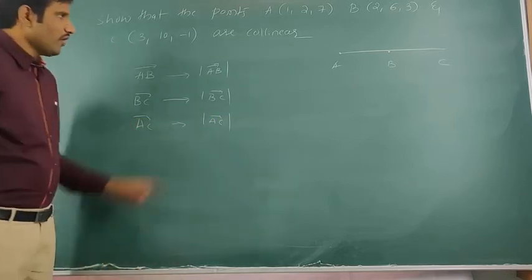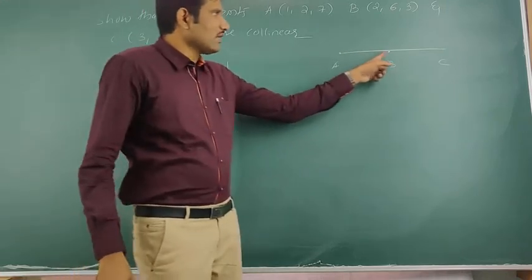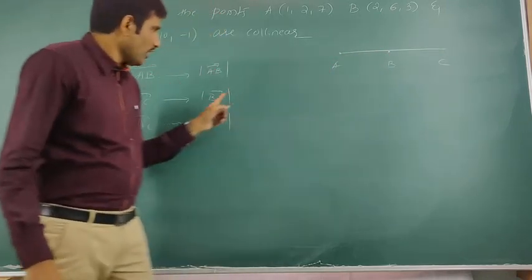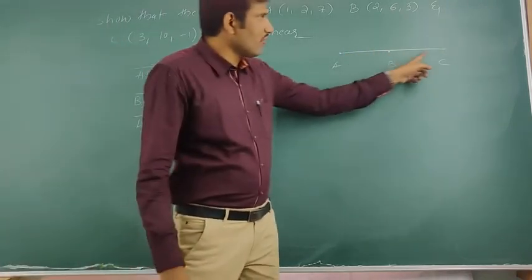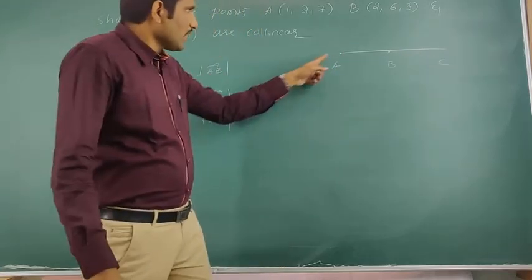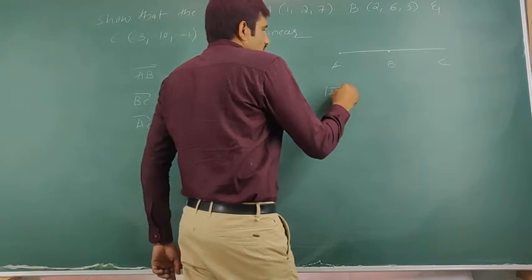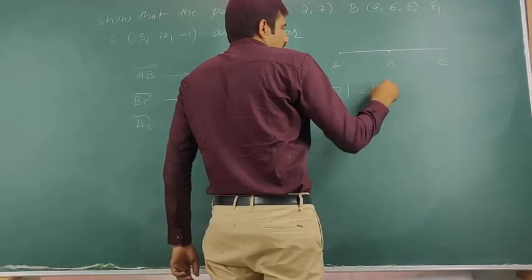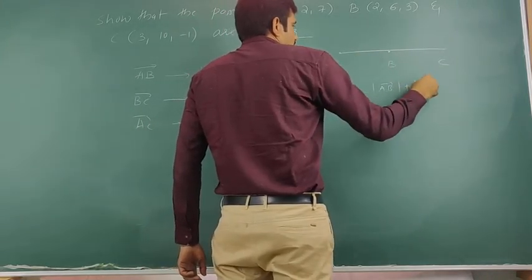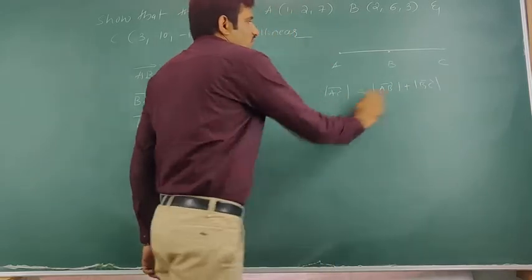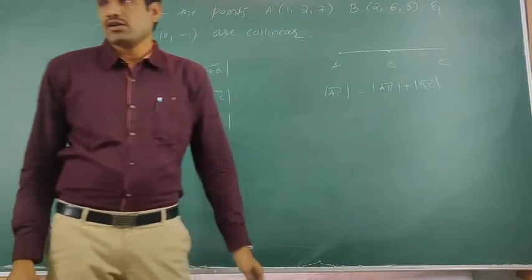When you find magnitude of vector AB, you will get length of line AB. When you find magnitude of vector BC, you will get length of line BC. When you find magnitude of vector AC, you will get length of line AC. So if magnitude of AC is equal to magnitude of AB plus magnitude of BC, then we can say that ABC are collinear.